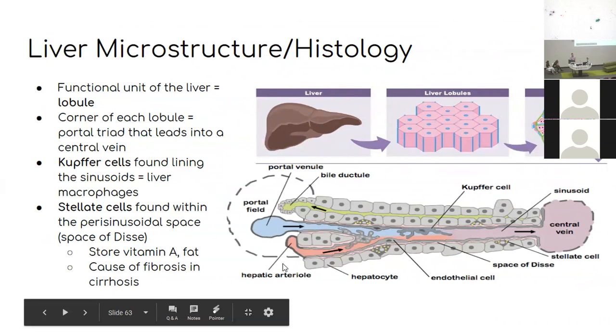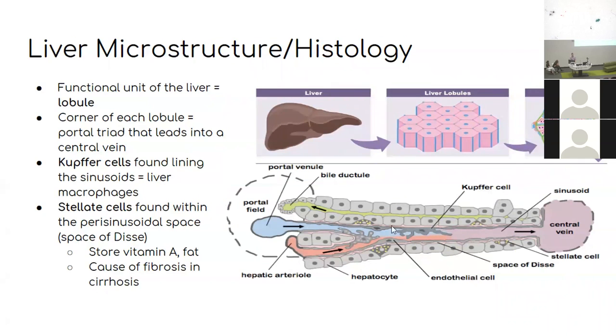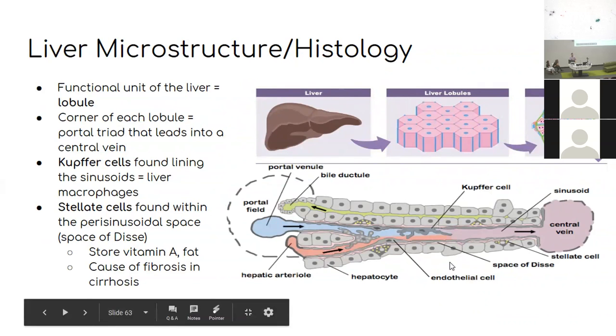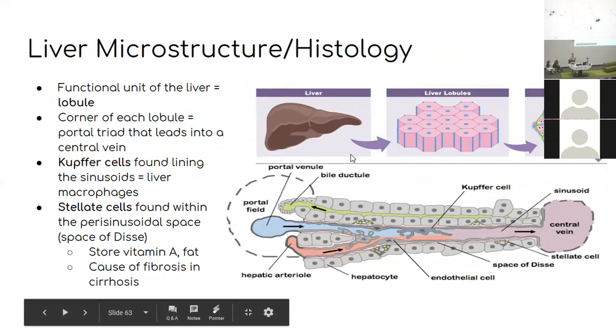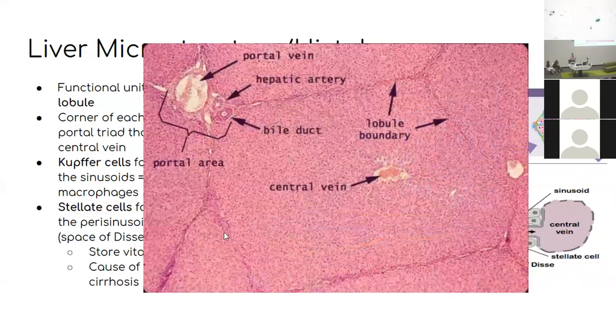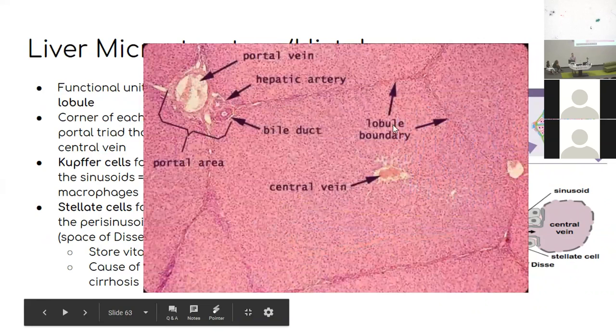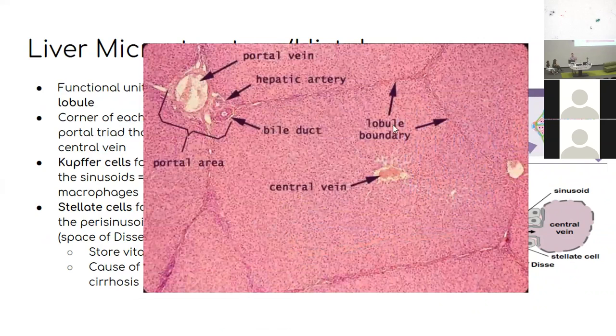Your portal vein and hepatic arteriole will form the sinusoid, where the blood will mix. Lining these sinusoids, you have Kupffer cells, which are the liver macrophages, and then in the space of Disse, just outside of the sinusoid, you have your stellate cells, storing vitamin A and fat. But the main clinical relevance is that they are the cells causing the scarring and fibrosis in cirrhosis. So that could definitely be a question. So just being very familiar with this type of histological slide, because this and the pancreatic one are very, very likely to come up.